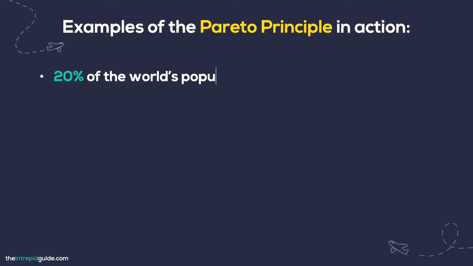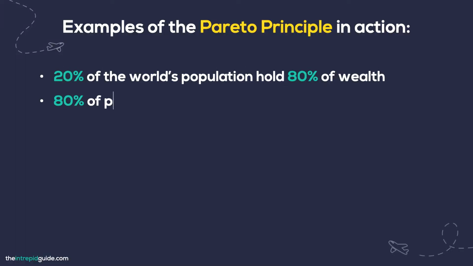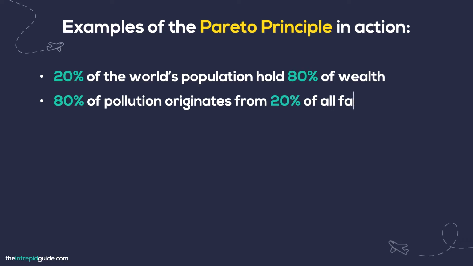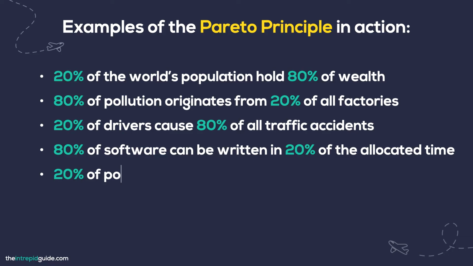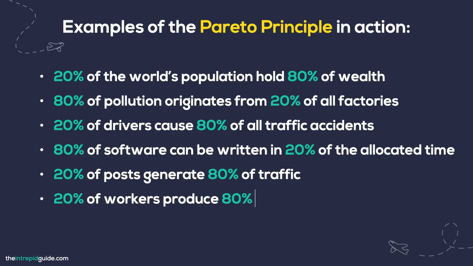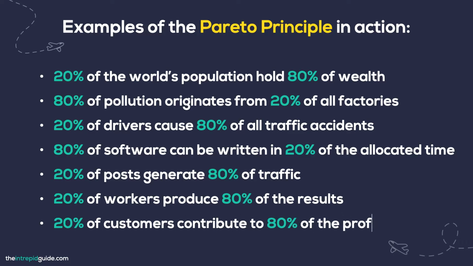Similar distribution can be applied to many other areas in our lives too. And here are a few examples of the Pareto Principle in action. 20% of the world's population hold 80% of the wealth. 80% of pollution originates from 20% of all factories. 20% of drivers cause 80% of all traffic accidents. 80% of software can be written in 20% of the allocated time. 20% of posts generate 80% of traffic. 20% of workers produce 80% of the results. 20% of customers contribute to 80% of the profit.